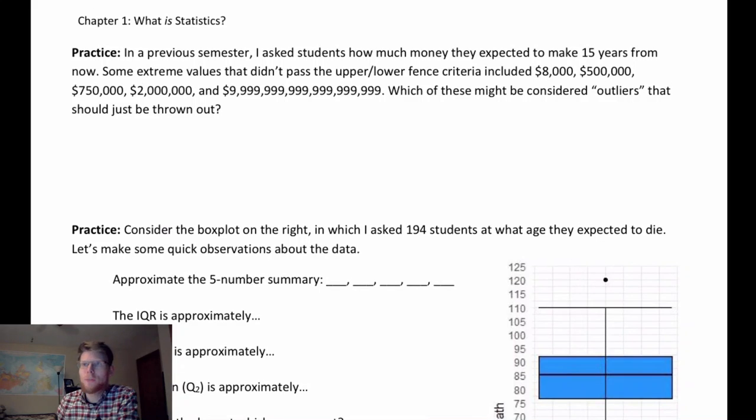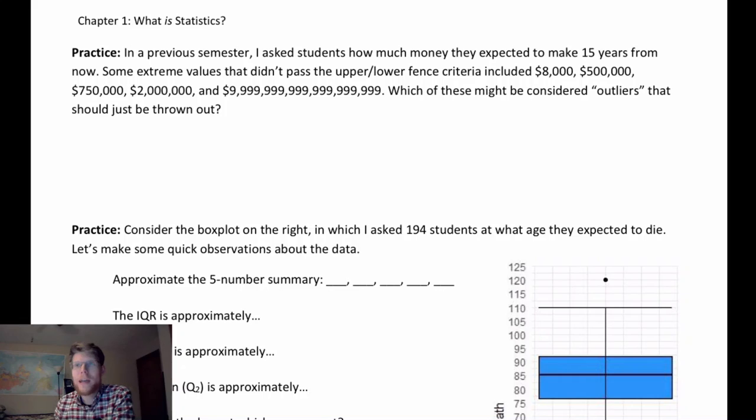All right, in the spirit of removal, here's a good contextual question to dig into. In a previous semester, I asked students how much money they expected to make 15 years from now. Some extreme values that didn't pass the upper-lower fence criteria included $8,000, $500,000, $750,000, $2 million, and some very large 9 quadrillion number. Which of these might be considered outliers that we should just throw out altogether?